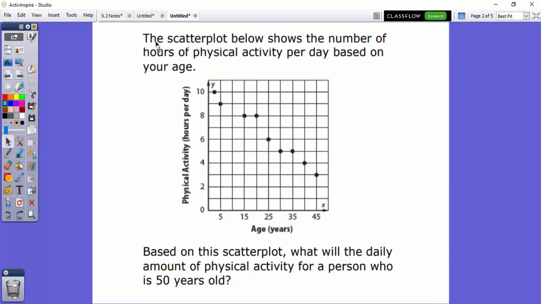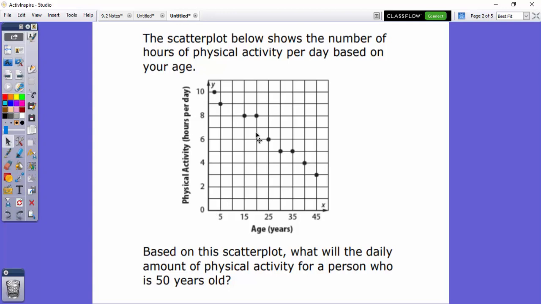For our first scatter plot here, it says the scatter plot below shows the number of hours of physical activity per day based on your age. So we can see the ages are on the x-axis in years, and the hours per day that someone has spent doing physical activity is on the y-axis. And what we can see here is that we have a trend of data. It's a negative correlation, which tells us that as the age increases, the number of hours spent doing physical activity per day decreases.